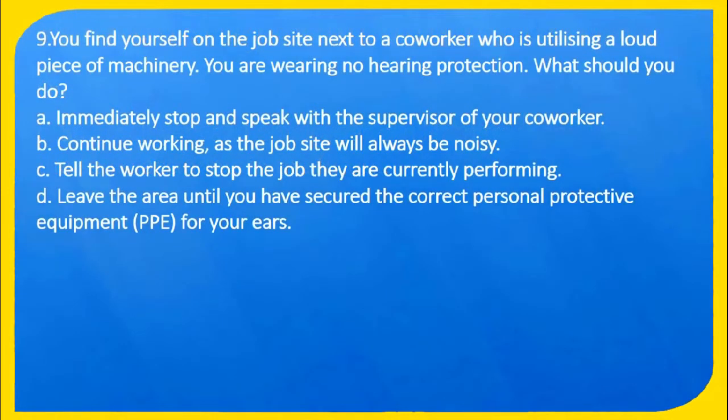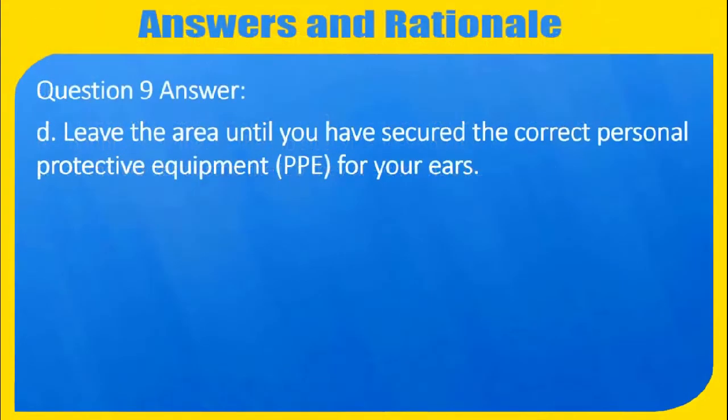Question 9. You find yourself on the job site next to a coworker who is utilizing a loud piece of machinery. You are wearing no hearing protection. What should you do? A. Immediately stop and speak with the supervisor of your coworker. B. Continue working, as the job site will always be noisy. C. Tell the worker to stop the job they are currently performing. D. Leave the area until you have secured the correct personal protective equipment, PPE, for your ears. Question 9 answer, D. Leave the area until you have secured the correct PPE for your ears.